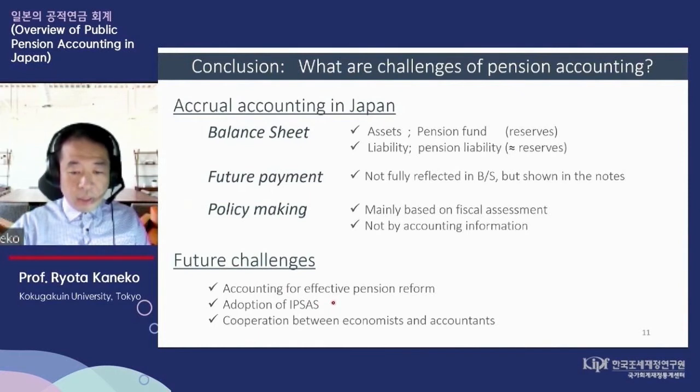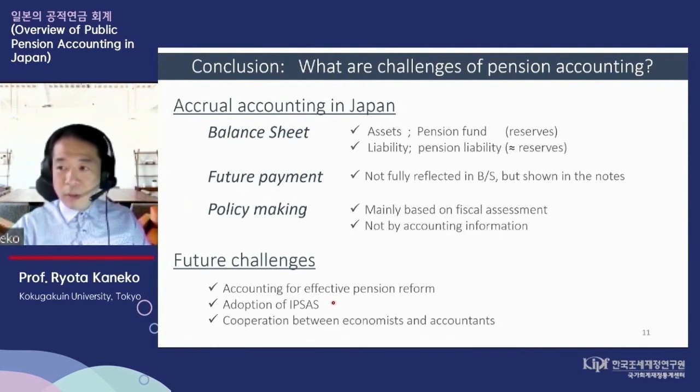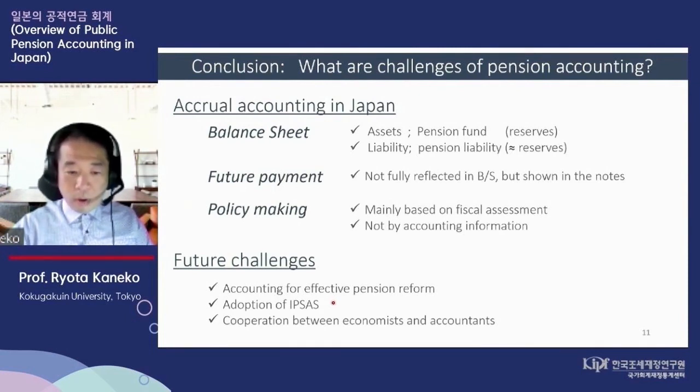And second, nearly 20 years have passed since we established the accounting standards for the government. So now I think it's time to revise or reconsider the overall framework and accounting standards for the government in Japan. So adoption of IPSAS is the reasonable option.